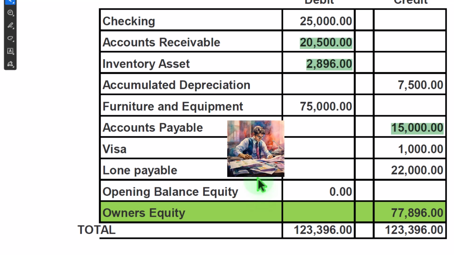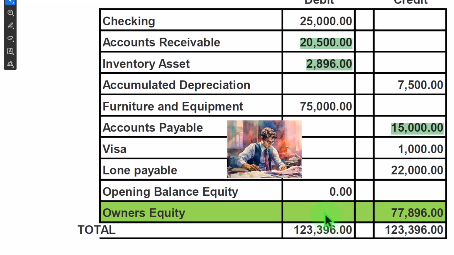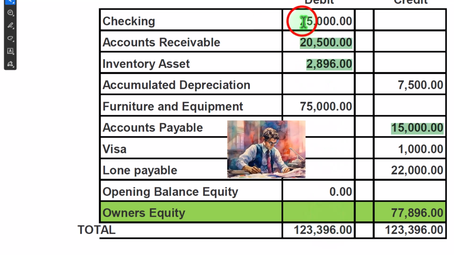The loan payable is usually pretty easy to put on the books and continue with going forward. And then the opening balance equity will be the result of all the transactions, which we will then adjust at the end. All right, let's go into the checking account first.